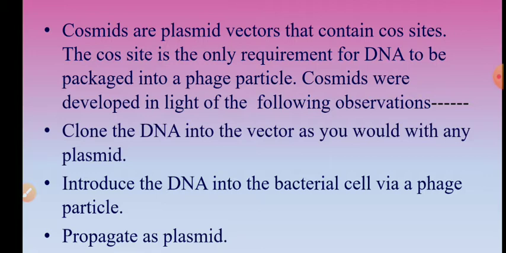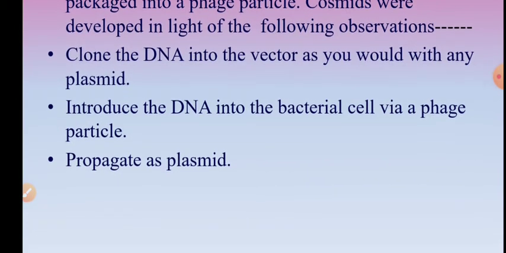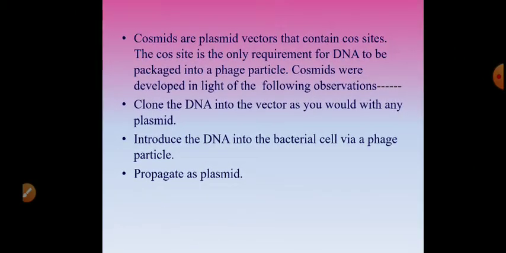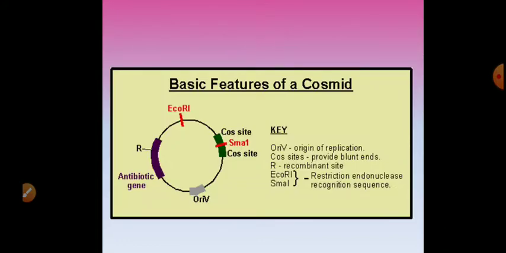Cosmids hence were developed in the light of the following observations. Why were they developed? To clone DNA into a vector as you can do in a plasmid, and to introduce the DNA into bacterial cell with the help of a phage particle and propagate it as a plasmid. So cosmids will be propagated as plasmid.